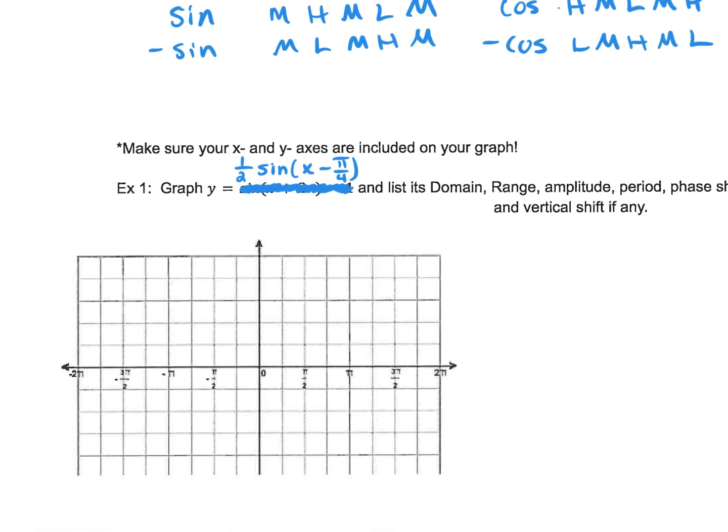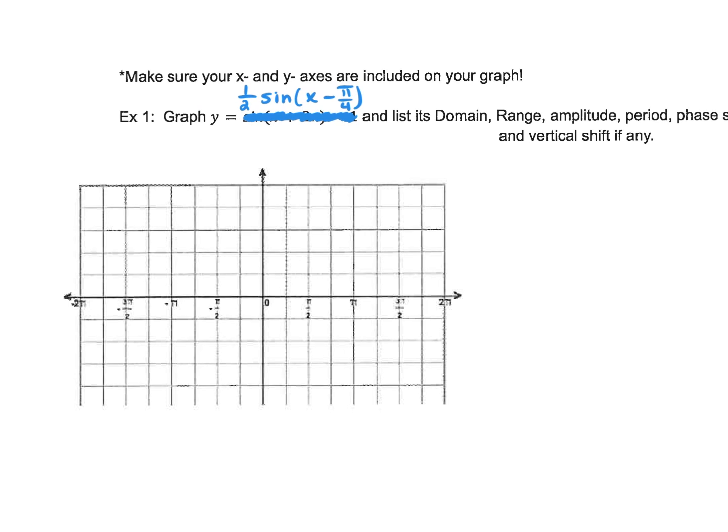So the first thing we need to do is list A, B, C, and D, and tell what the values are. So let's start with A. What is A here? 1/2. What is B? B would be the value in front of the x. And don't you dare say 0. Yes, B is 1. There's an implied 1 right there, isn't there?